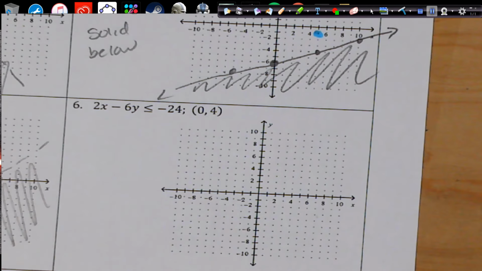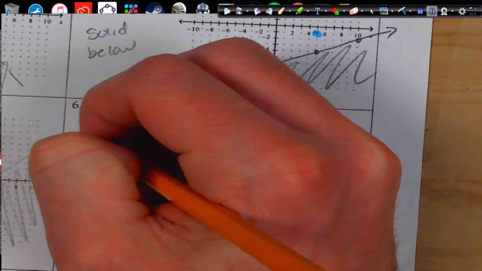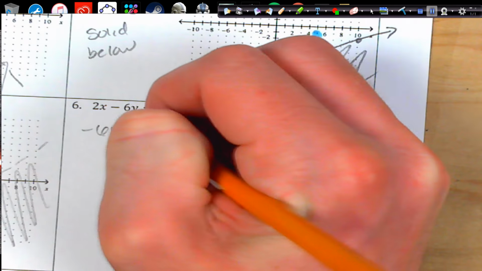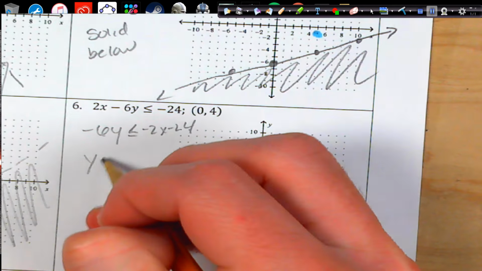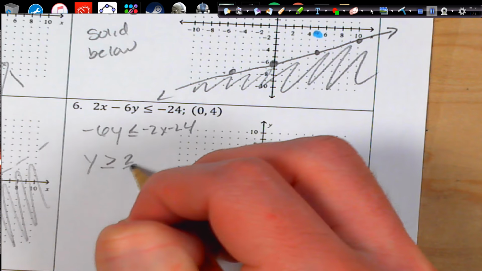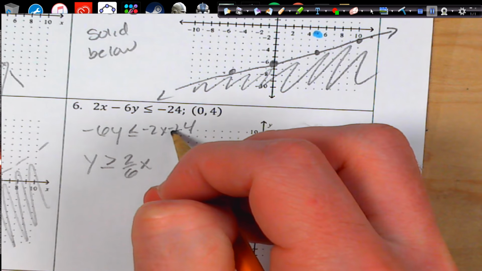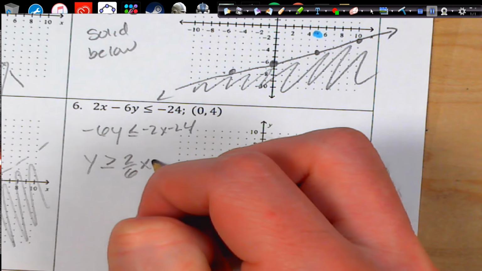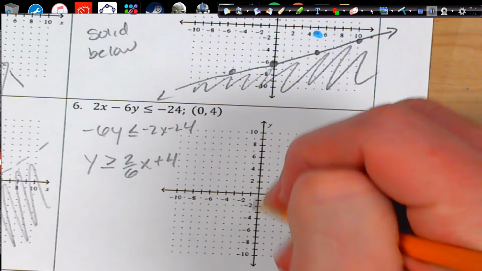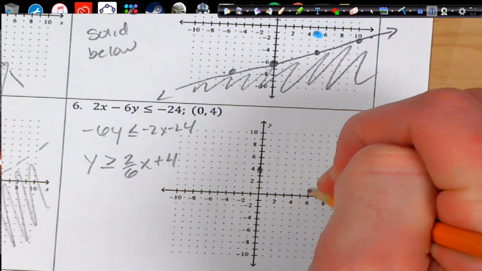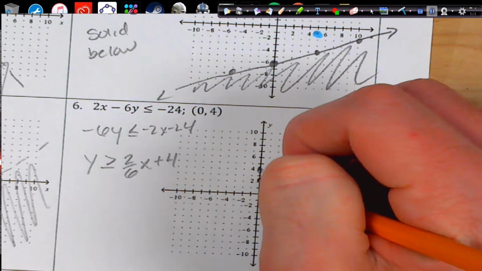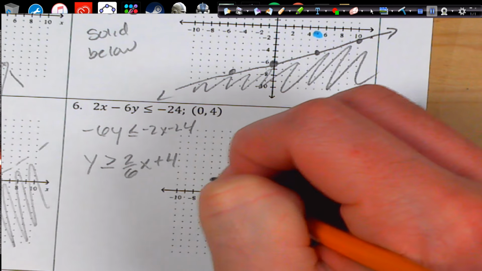And our last one right here, subtract the 2x. And then divide by negative 6. That's going to flip our inequality. So we get 2 over 6 x. And then divide that by negative 6, it's going to become a positive 4. So we start at 4, go up 2 over 6. You can also go down 2 and over 6.